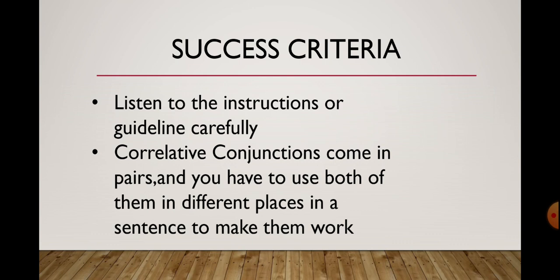Success criteria. In order to achieve the objectives, students will have to follow the success criteria. Number 1, listen to the instructions or guidelines carefully. Number 2, correlative conjunctions come in pairs and you have to use both of them in different places in a sentence to make them work together.